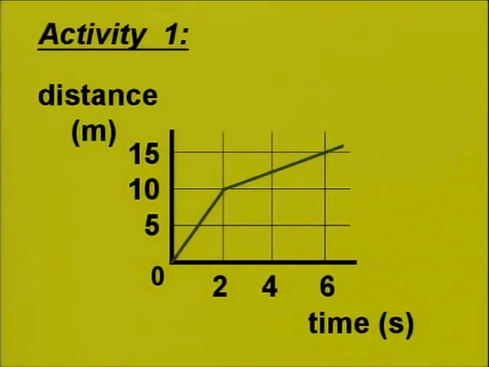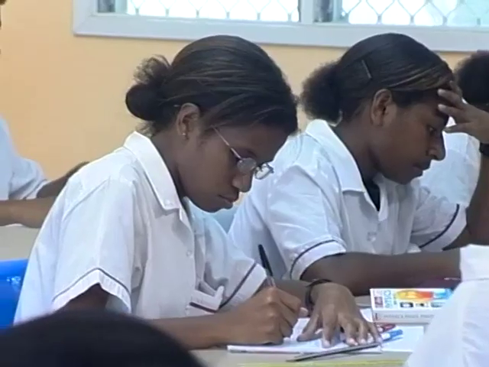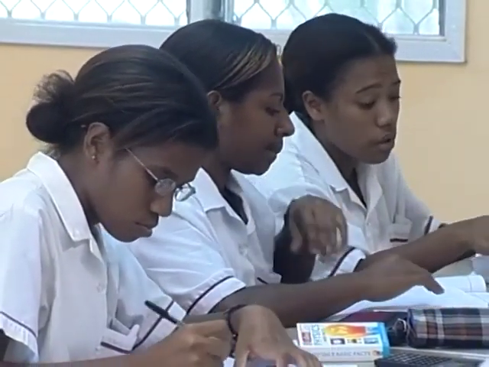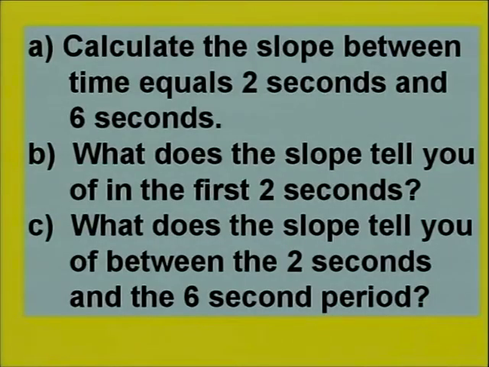Right, now to the questions. I'll give you the questions. The first question is to calculate the slope between time equals 2 seconds and 6 seconds. Question number 2, or B, will be: what does the slope tell you in the first 2 seconds? And the third question is: what does the slope tell you between the 2 seconds and 6 seconds period?